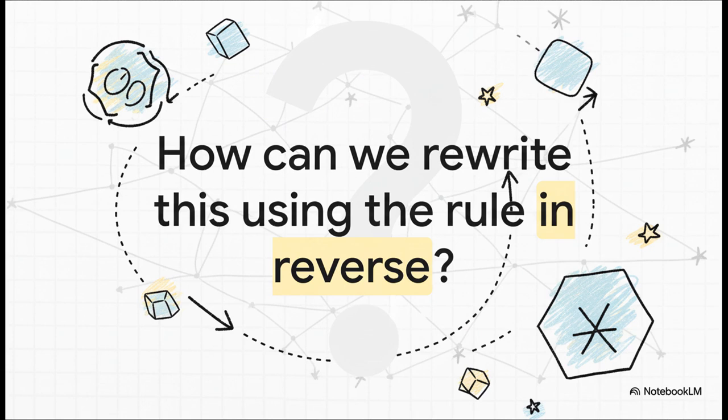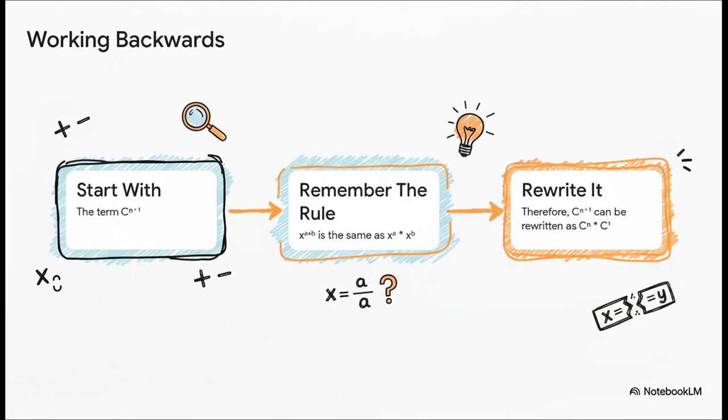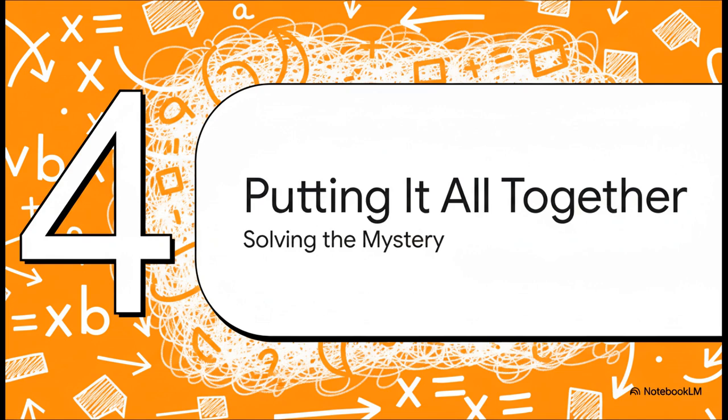So, let's think about this. Remember that product rule we just talked about? If multiplying two things adds their exponents, what does an exponent with an addition sign in it tell us? How can we use that rule, but in reverse? And here it is. The crucial insight is that c to the power of n plus 1 is just a different way of writing c to the power of n times c to the power of 1. That's it. They're the exact same thing. Once you see that, the whole problem just cracks wide open. Okay, so now that we've got that key, let's put it all together and watch how this whole mystery just solves itself step by step.